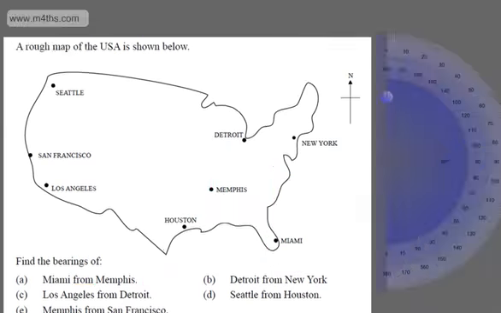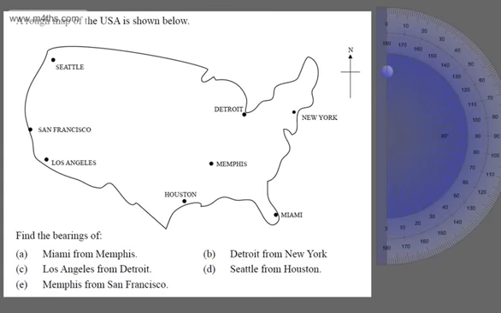Okay, let's have a go at another one of these. So let's do C. Los Angeles from Detroit. I've seen the word from, therefore my north line is going to go at Detroit. So there's Detroit, and I want to find now Los Angeles. Los Angeles is there, so let's connect those two up. So now I'm interested in the angle, and I'm measuring now clockwise from Detroit. So I want this angle right here.